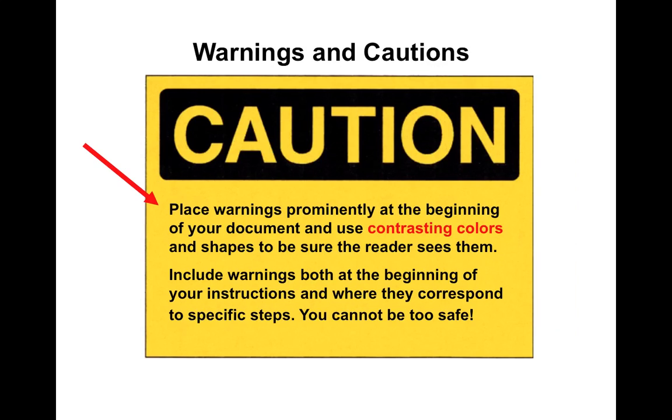Cautions and warnings. Think back to document design and all that we learned about making people actually focus on certain parts of a page. One of the ways we do that is by using contrasting colors. You want to place warnings prominently at the beginning of your document and use contrasting colors and shapes to be sure that the reader will see those cautions and warnings. The typical caution color, as you can see here, is yellow with black.